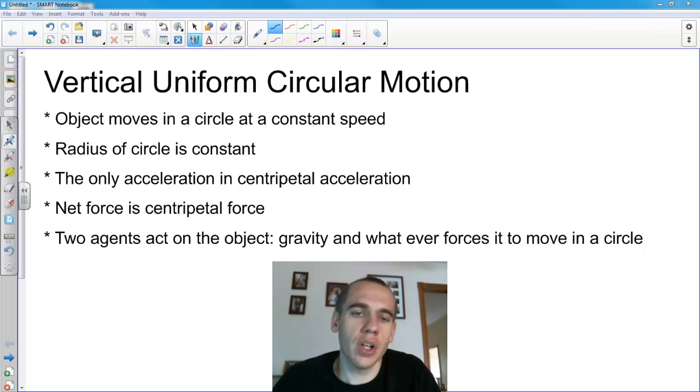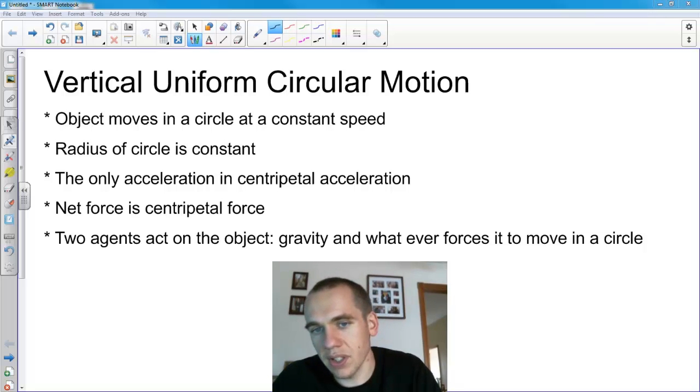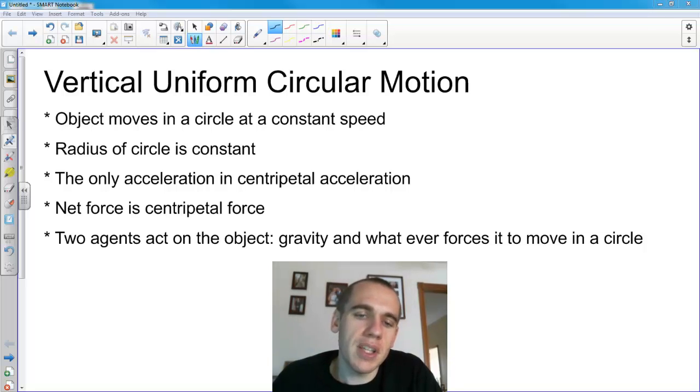We're going to start with an object swung on the end of a string. Now, there are a couple things you want to keep in mind when we're dealing with vertical uniform circular motion. First, we're still talking about an object moving with a constant speed, or we're talking about an instant in time where it has a speed. The radius of the circle is not changing, or we're looking at one instance of it where the radius is known. The only acceleration is centripetal acceleration. So when there's only centripetal acceleration, that means the net force, sorry, the sum of the forces, is going to be the centripetal force. However, there will be more than one force acting, and we're interested in those and how they're interacting.